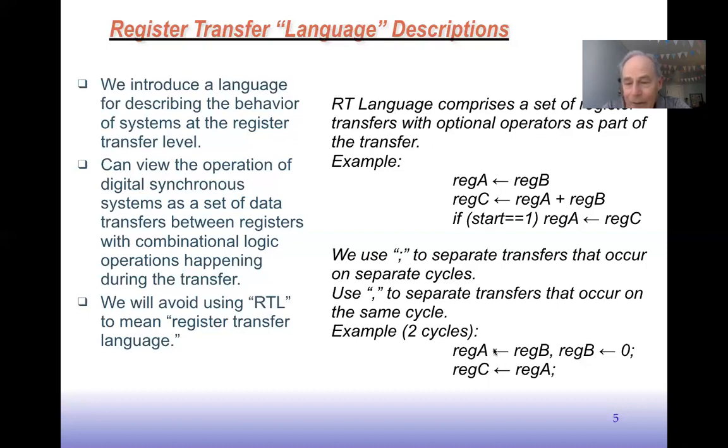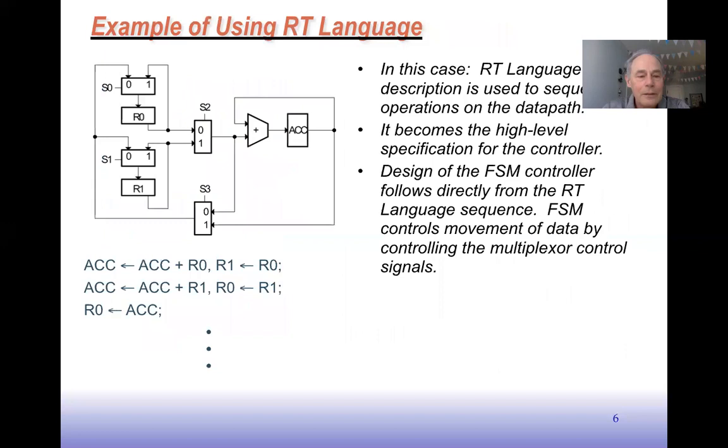Okay, so every line that's separated by a semicolon is a new clock cycle, right? And every transfer that's separated by a comma is going to happen at the same time. So these happen in parallel, and these happen sequentially. Okay, so here's an example of using an RT language here. In this case, the language description is used to sequence the operations on the data path, right? So this becomes a high-level specification for the controller.